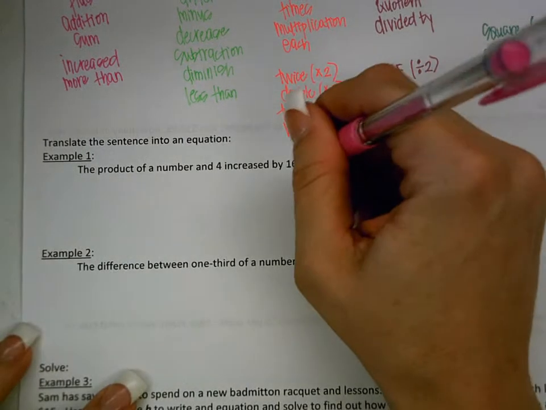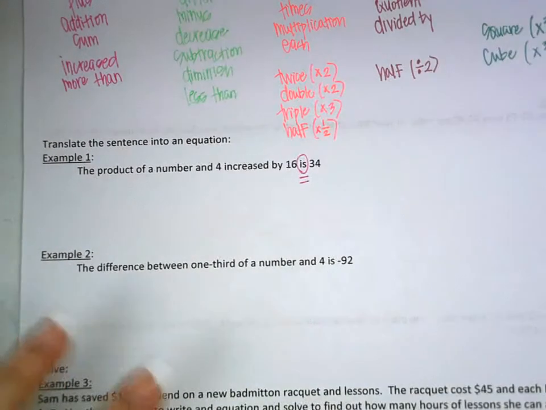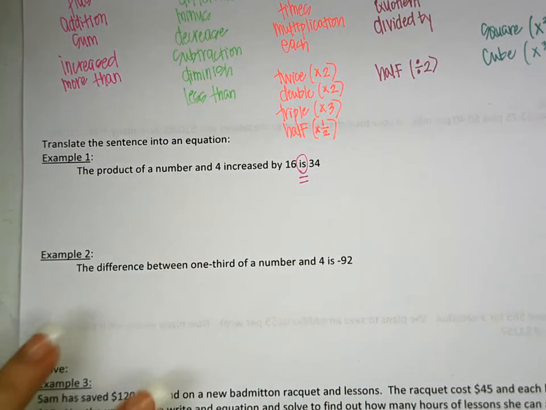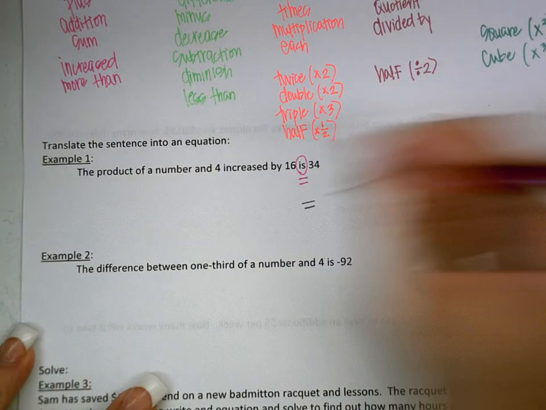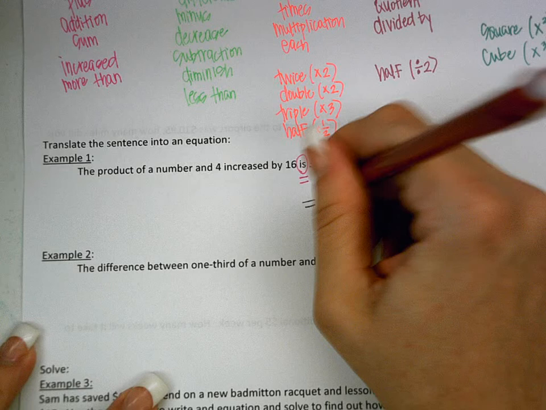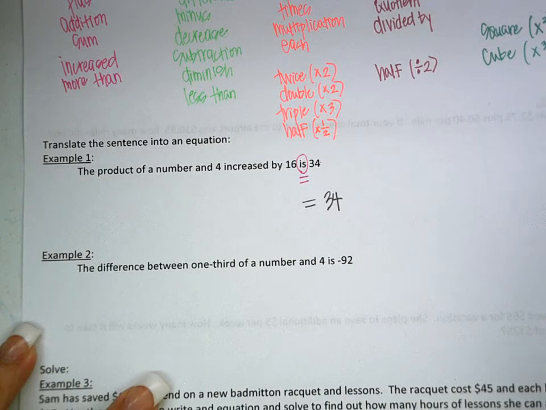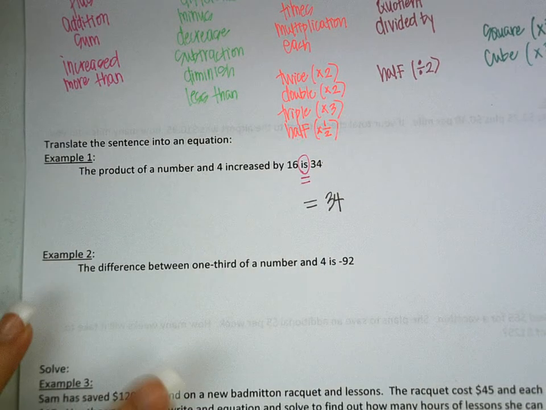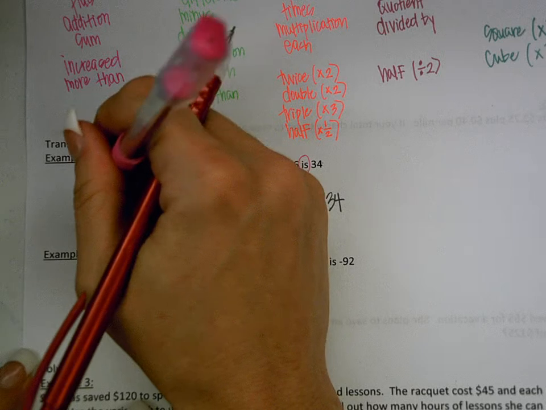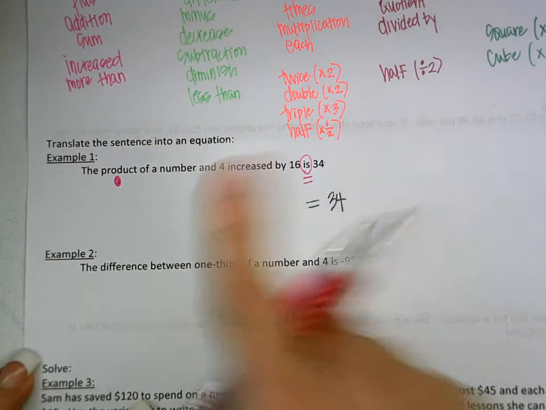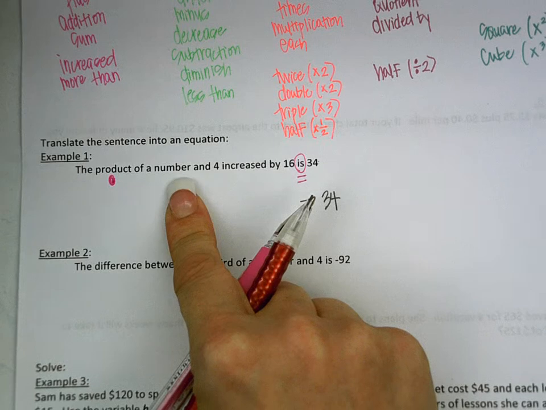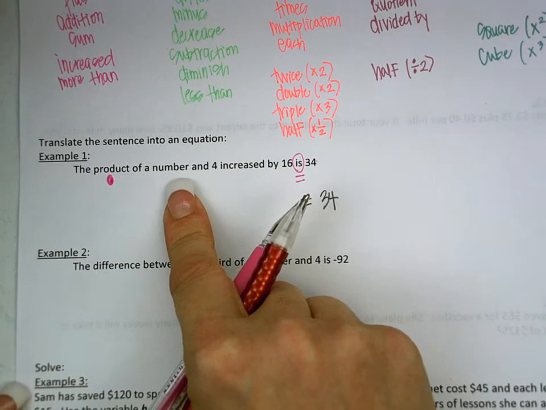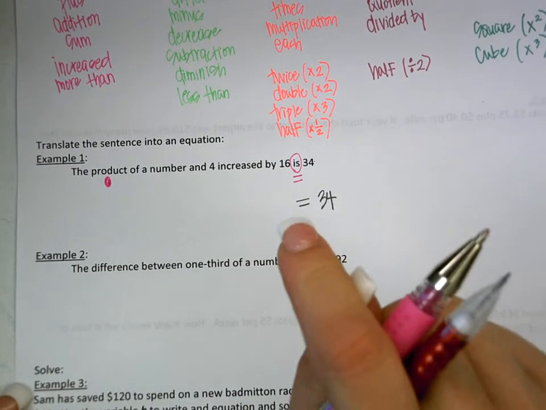Nope. The word is actually means equals. So when we're writing our equation, you need to know that the word is means equals. So we're going to have an is: 34 is on the right side of my equation. What does the word product mean? Product means multiply. A number. What do I need to use for a number? A variable, right? You can pick whatever type of variable you want.